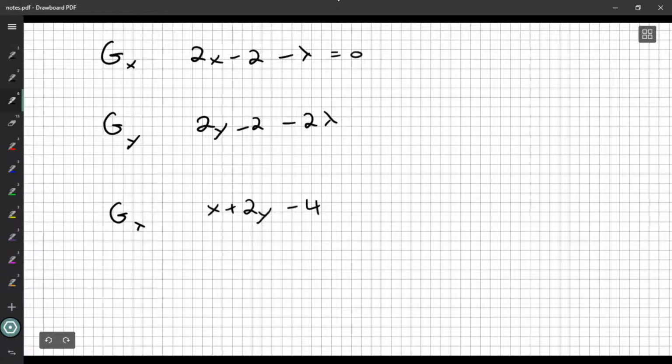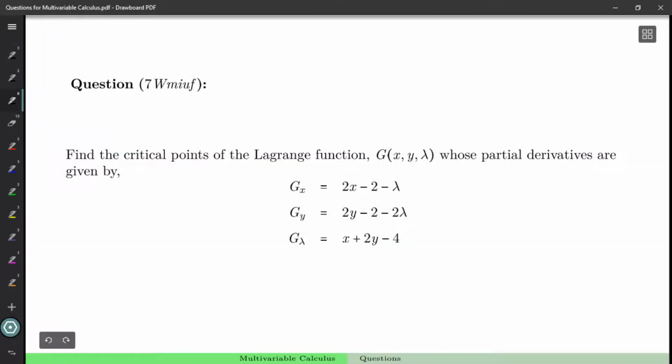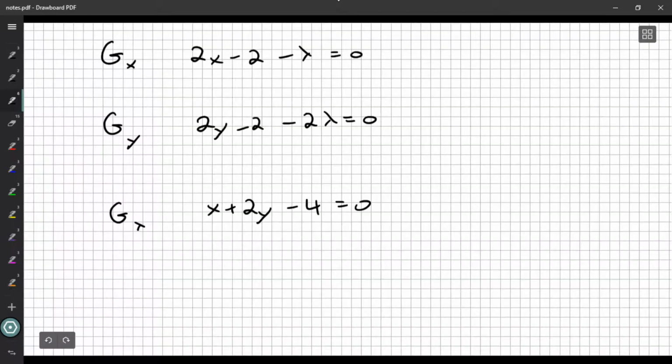Now to find critical points, we have to set all the partial derivatives equal to 0. So this gives us a nice system of equations. We need to try and solve for x, y, and z. Sorry, not x, y, and z, x, y, and lambda that satisfy them. And those are the critical points that we're asked for. Okay, what can we do here?